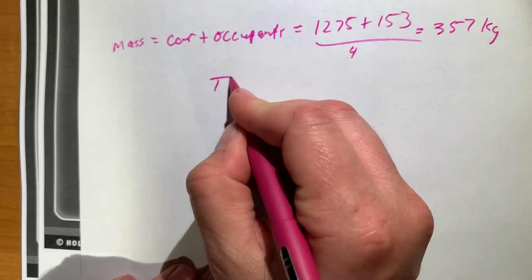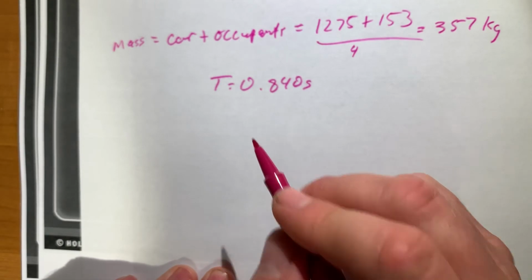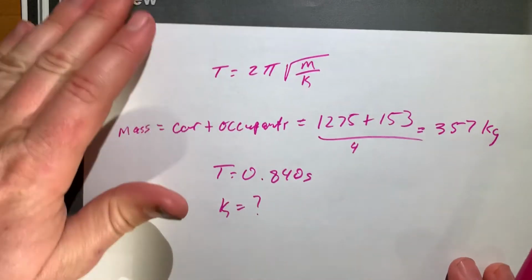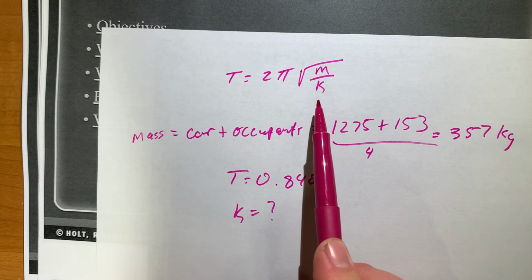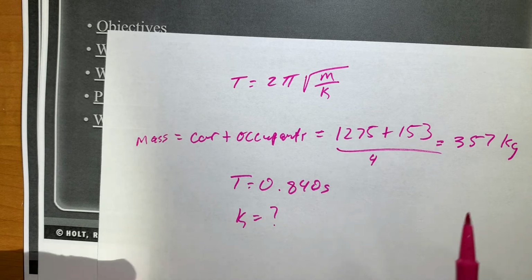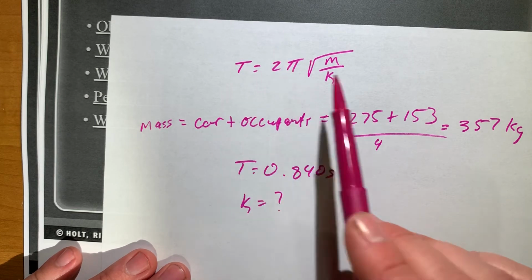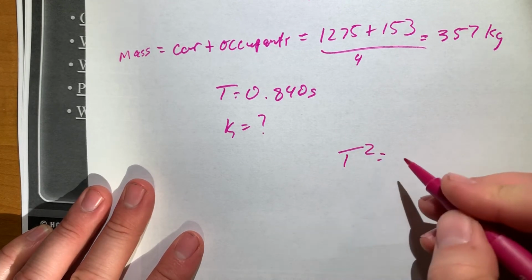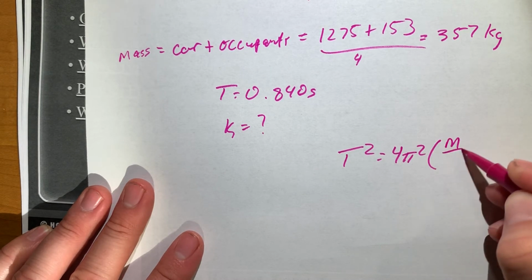Okay, we know that T is 0.840 seconds. We are trying to find the spring constant. Okay, so we're going to take this equation and rearrange it to solve for k. The first thing that might make it easiest for us is to simply get rid of this square root. So we're going to square everything on here. So now we're going to have the equation T squared is equal to 4 pi squared multiplied by m over k.